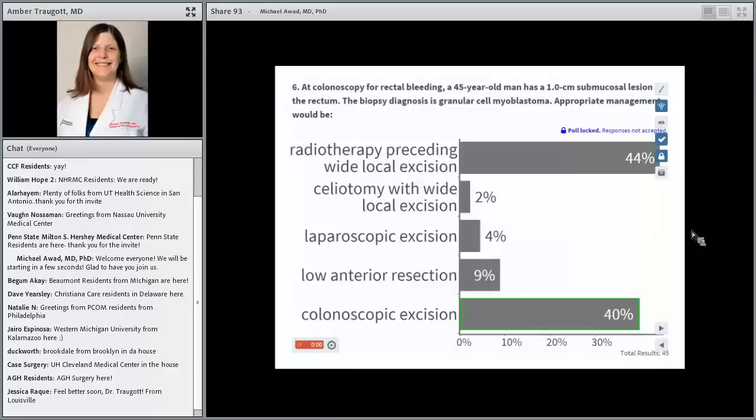So granular cell myoblastoma is kind of an old term for what we now call granular cell tumors, most of which are benign unless they have atypical features. And so endoscopic excision is appropriate for those as long as they're small enough to be done safely by that approach.